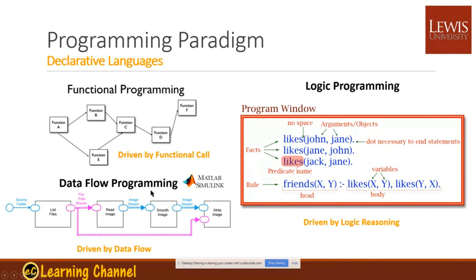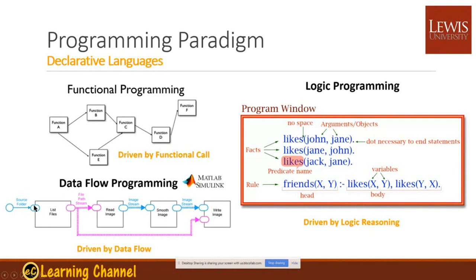Second one is data flow programming. For example, in a MATLAB simulated model, the whole modeling is driven by data flow. There is no instruction. There's an information source. Say we have an image come here, and then we figure out what are the files available. And for each one we read in the image, and then do processing using smooth image. This can be a filter or a subroutine to help solve it. And then at the end, we generate some output images.